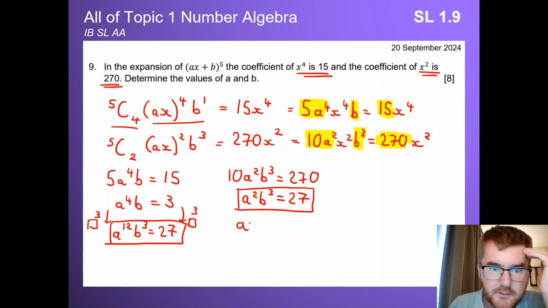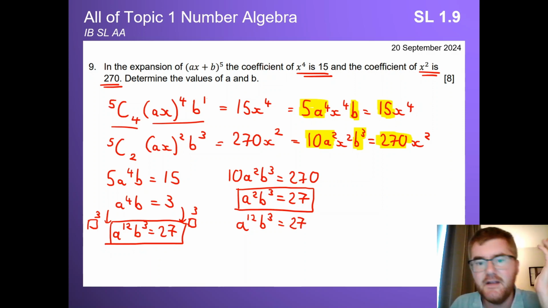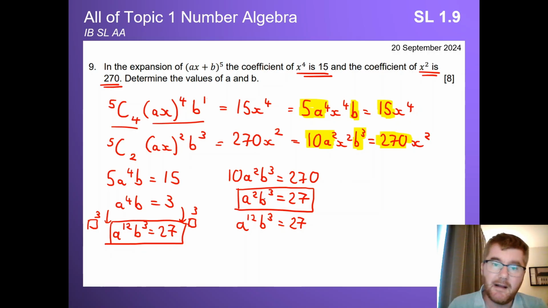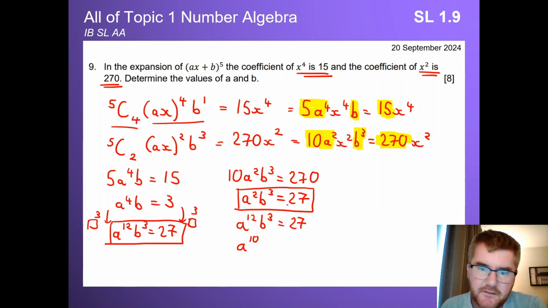So if I take this equation, a to the power of 12 b cubed is equal to 27, I can actually divide one by the other here to essentially eliminate the b cubed. So if I divide this, a to the power of 12 divided by a squared, that's a to the power of 10. b cubed divided by b cubed is just 1. 27 divided by 27 is just 1. So actually I get an equation, even though finding the 10th root of something is usually quite complicated, it's pretty straightforward here because a is just going to be equal to plus and minus 1.